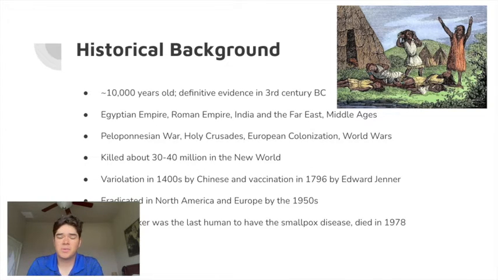So now for a little historical background on the smallpox virus. It's pretty much unknown when the smallpox virus began, but it's estimated that it was about 10,000 years ago in history. And the first definitive evidence that we have is in the 3rd century BC in the Egyptian Empire. And there's even evidence in written records throughout the Roman Empire, in India, in the Far East, in China and Japan, and even throughout Europe in the Middle Ages.